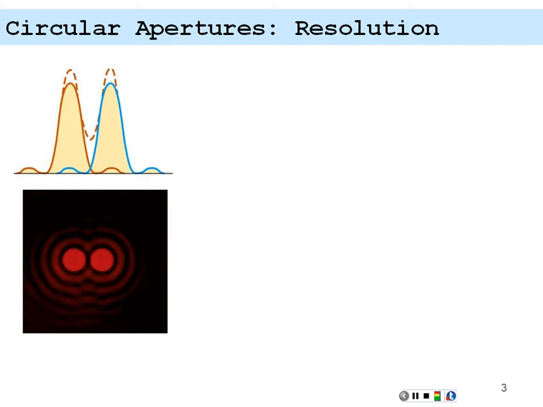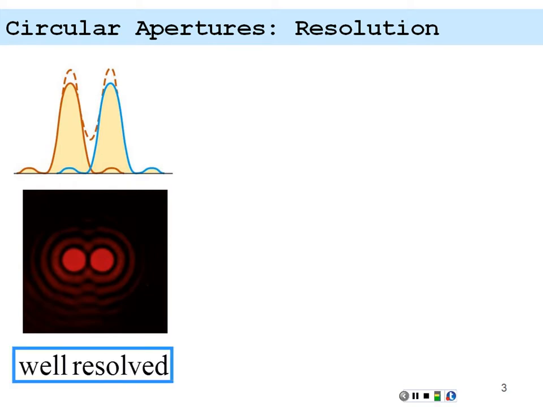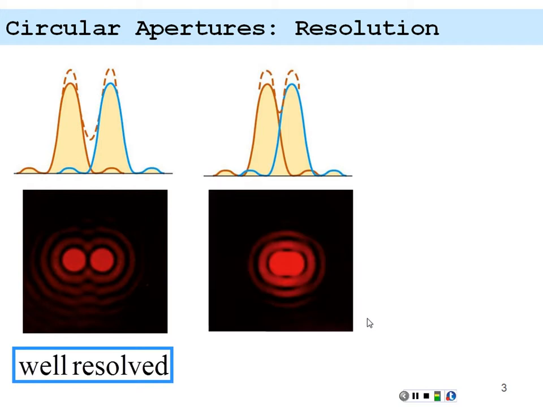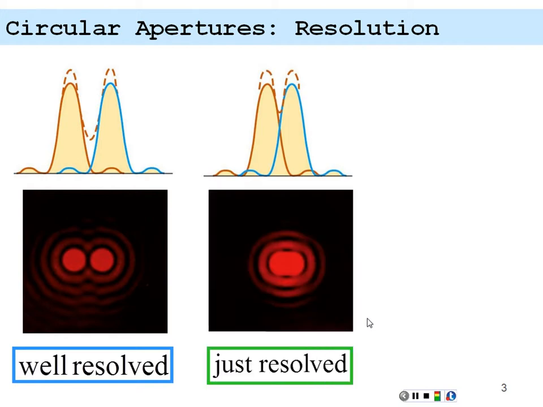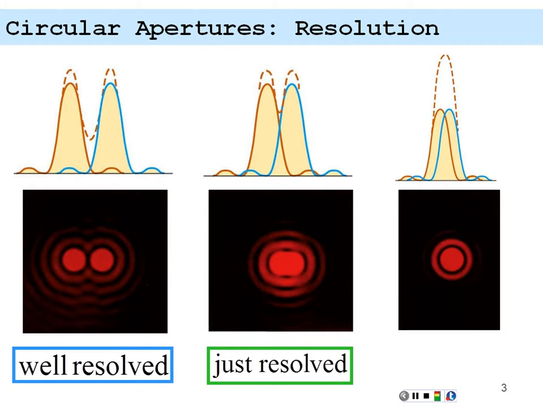Here's an example. We have two sources, and we can see that their maximum and the first minimum are far enough away so they're well resolved. If we bring them closer together, we can just barely resolve that these are two different sources. However, if they're closer together still, then they constructively overlap, and we cannot resolve between the two sources in that case.